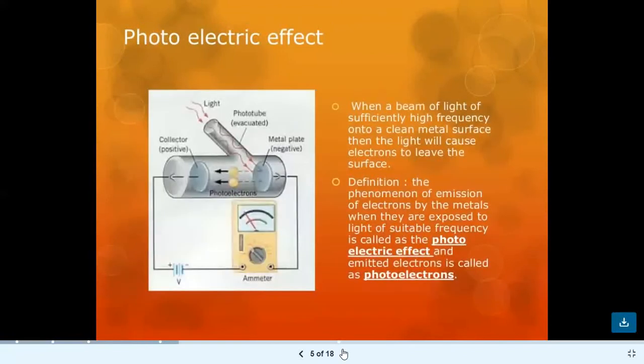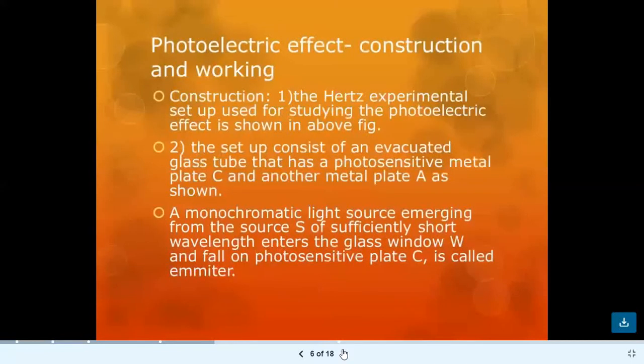What is the photoelectric effect then? When a beam of light of sufficiently high frequency falls onto a clean metal surface, the light will cause an electron to leave the surface. The phenomenon of emission of electrons by a metal when exposed to light is known as the photoelectric effect, and the emitted electron is known as a photoelectric electron or photoelectron. But we have to consider that the radiation must always fall on a negative plate.